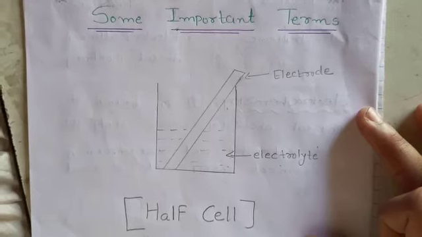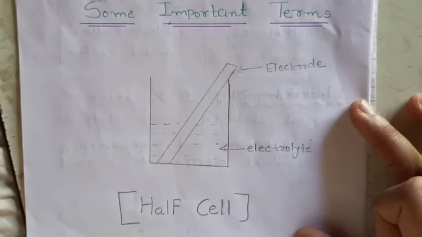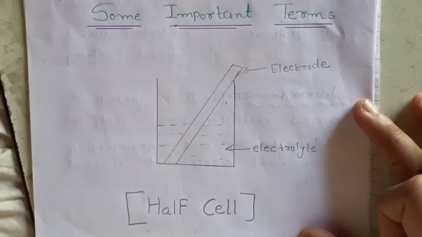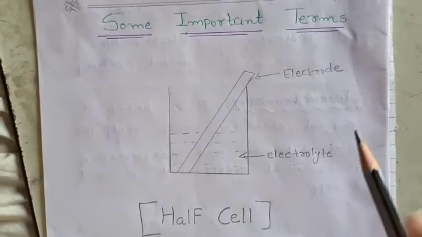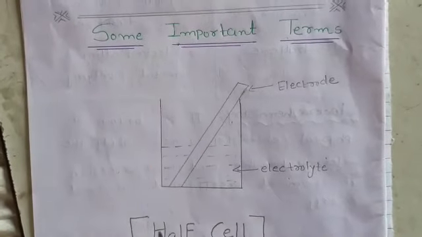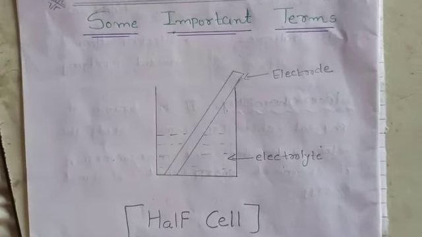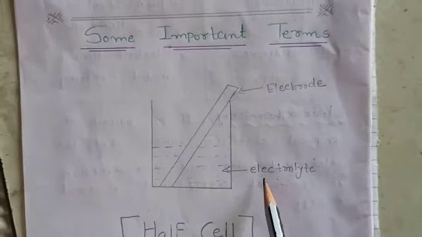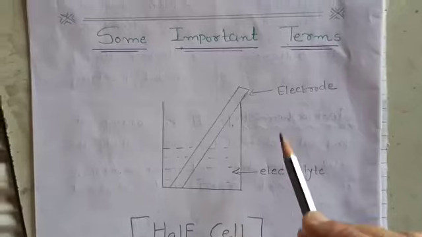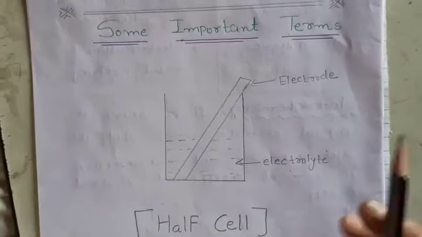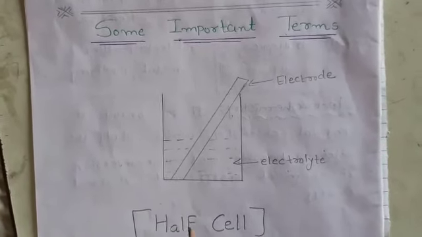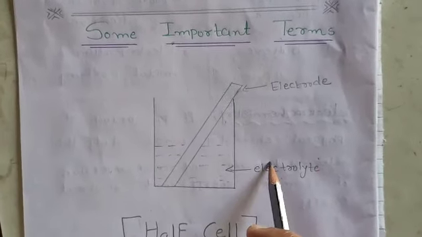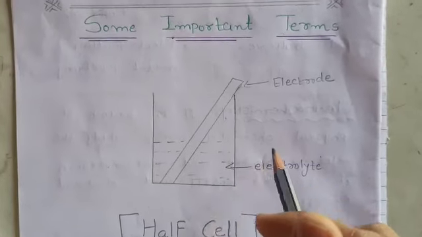Now we will discuss what a cell is, how a cell is formed, which type of substances are used in the formation of a cell, and how it works, right? Here it is a half cell, in which we use an electrode and an electrolyte. With the help of this type of material we can form a half cell, and with two such half cells we can form a cell, right?